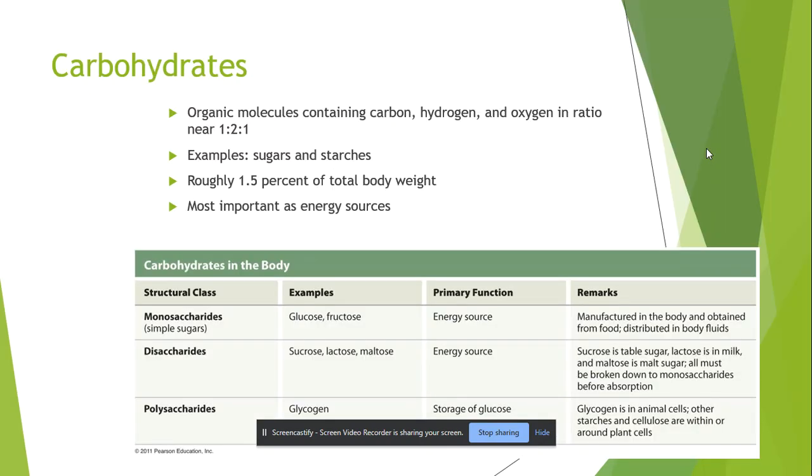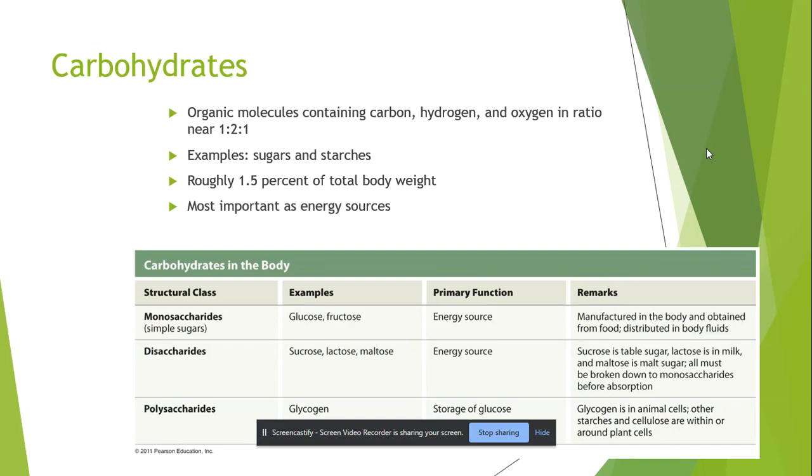First up is the carbohydrates, and these are organic molecules, as we already discussed, containing hydrogen, carbon, and oxygen in a ratio that's generally 1 to 2 to 1. Examples of carbohydrates are going to include sugars and starches, sugars being usually a simple carbohydrate, and starches being more complex. These are roughly 1.5% of the total body weight and serve mostly as important energy sources. They allow for quick energy usage in the body.